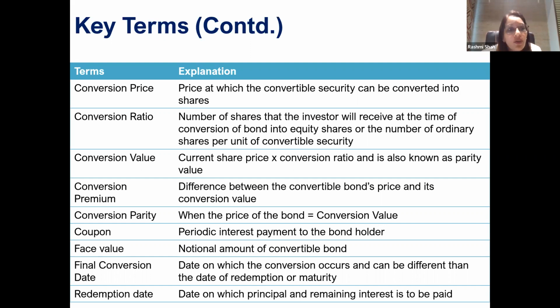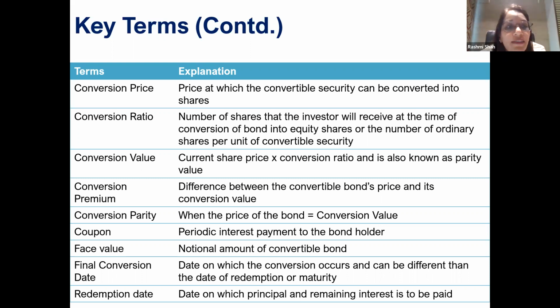So they are different concepts. Face value is the starting point of the bond. It's the notional amount of any instrument. So that's the face value. Final conversion date is the date on which the principal or the par value of the bond and all the remaining interest, that's the redemption date.